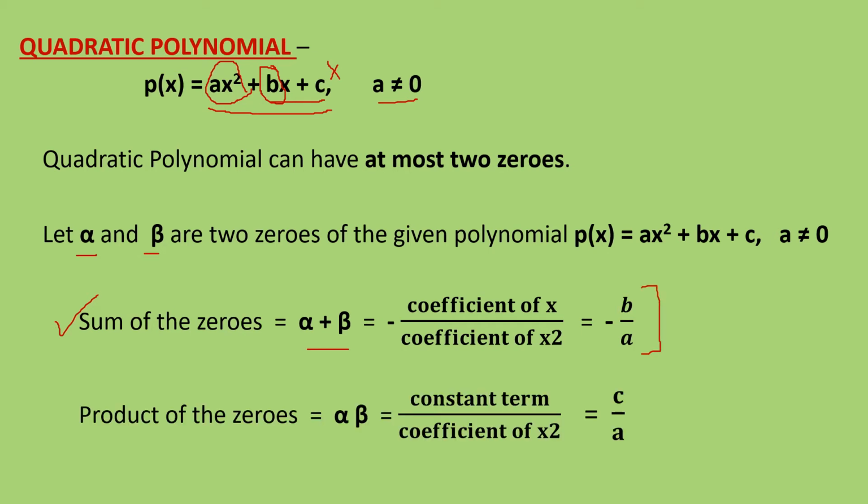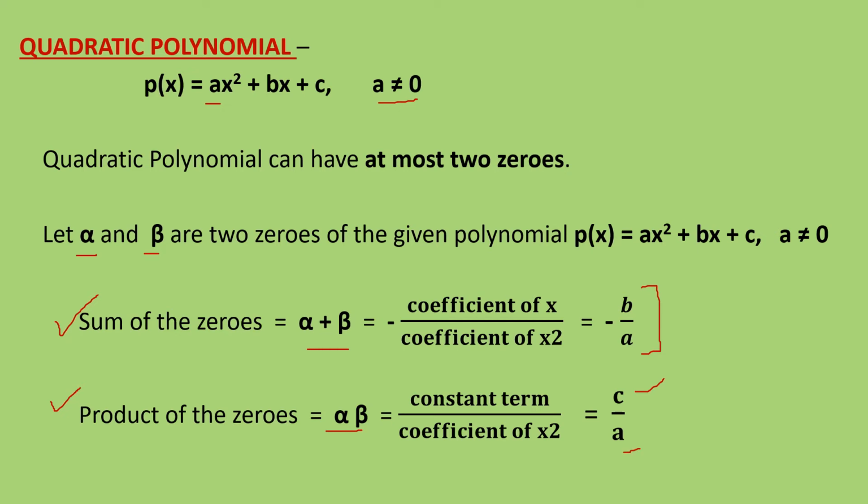Now we will find out the product of the zeros. The product of the zeros are alpha into beta, and alpha into beta is equals to constant term divided by coefficient of x square. Now see, what is the constant term in the general form? If you will see the constant, now constant is here c, right? So we have written here c, and the coefficient of x square, if you will see, that is again a. So in the denominator we have written a.